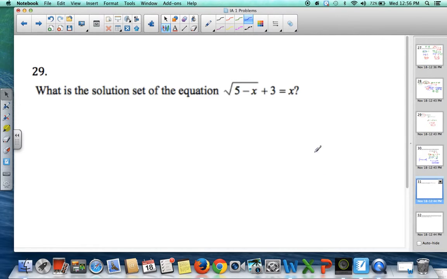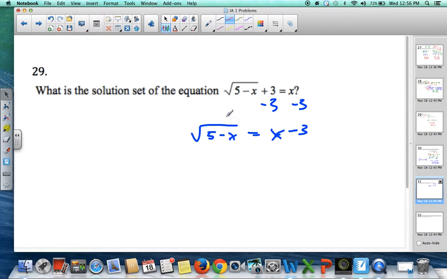For this problem, again, it's a solved problem. In multiple choice, I'm going to suggest we plug numbers in, but we have nothing to plug in, so we have a little more work to do. So for this one, we're going to subtract 3 from both sides. So I have the square root of 5 minus x equals x minus 3. And now we have to square both sides.